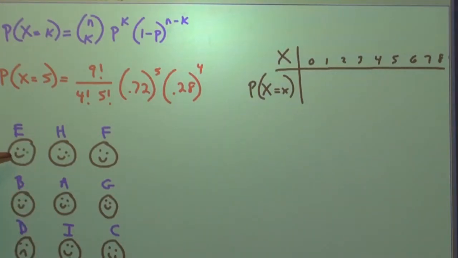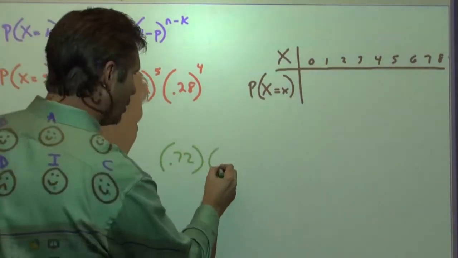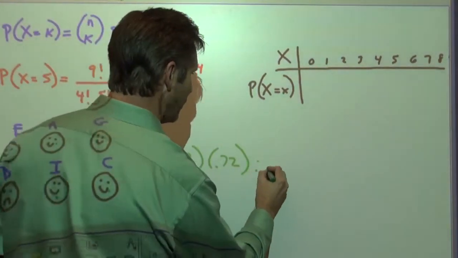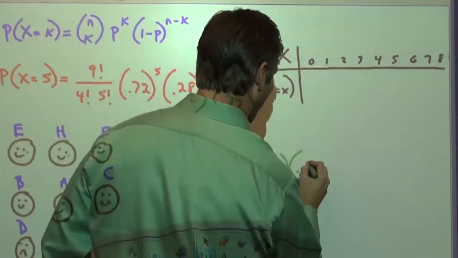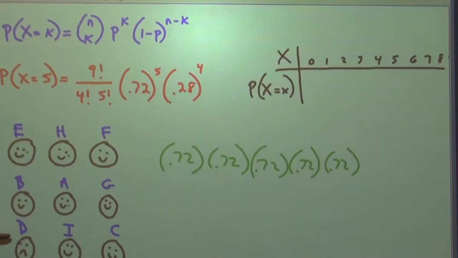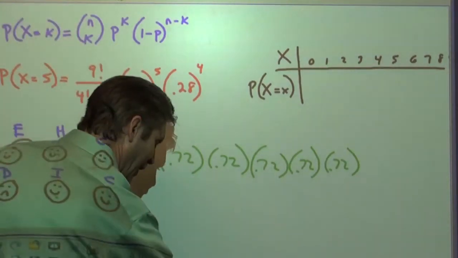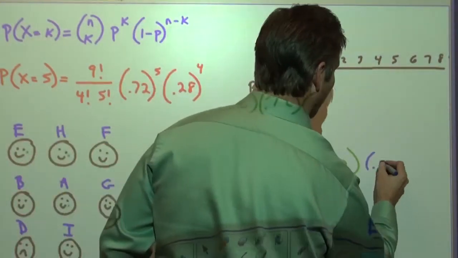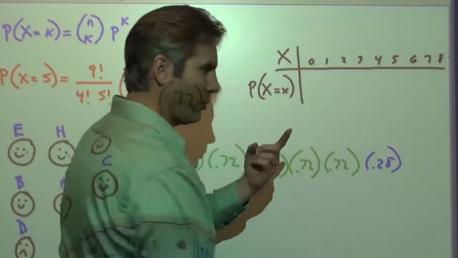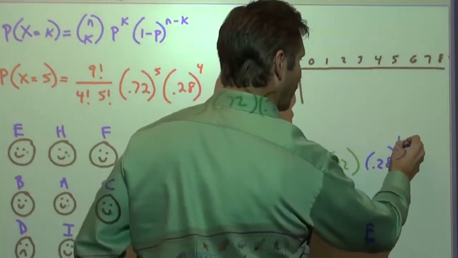What was the probability that this person liked it? 0.72. And this person liked it? 0.72. And this person liked it? 0.72. And the other one, 0.72. And the fifth one, 0.72. But then we'd also have to have 4 people that don't like it. If there's a 72% chance that a person does like peanut butter and jelly sandwiches, then there's a 0.28 chance that they don't. And there would be 4 of those people. So 0.28 times 0.28 times 0.28 times 0.28. That's 4 people, so we could raise that to the 4th power.